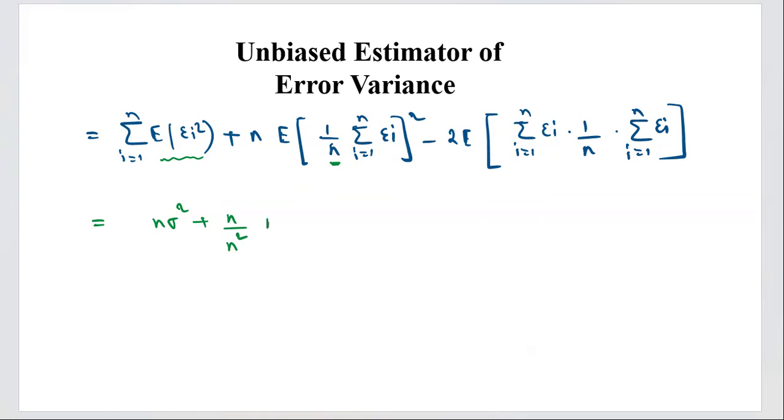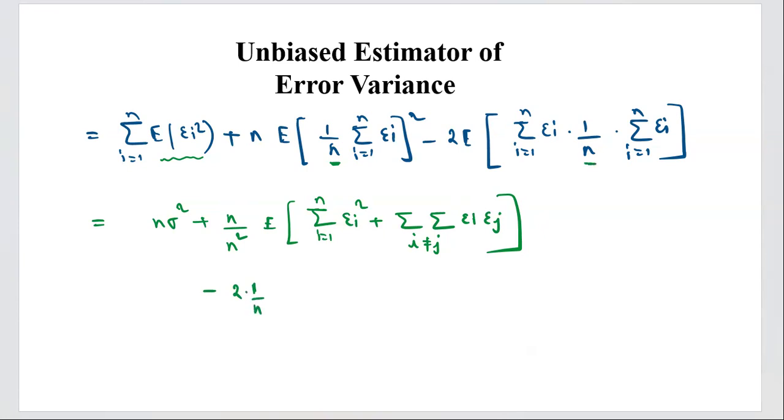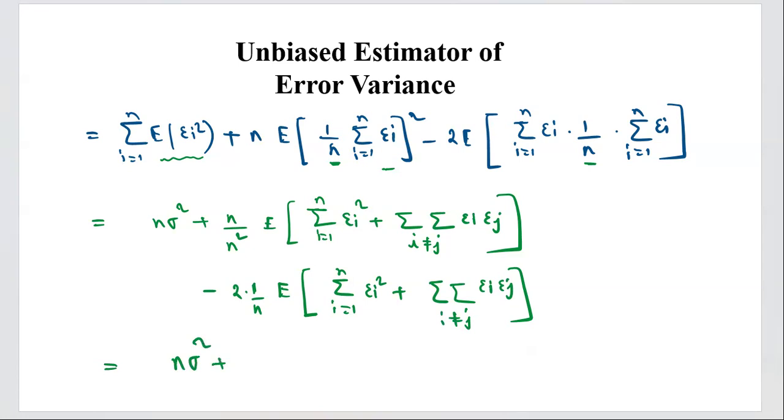Now expectation of summation epsilon i square, how do you break it down? While doing the variance, I have told you how to do this. This will be simply like this: epsilon i square plus double summation i not equal to j epsilon i epsilon j, right? Now minus 2 into this 1 by n, take out this 1 by n here. Now you have expectation, and then summation i from 1 to n. Here it will be again the same thing, summation epsilon i whole square. So it will be again epsilon i square plus double summation i not equal to j epsilon i epsilon j. Right? Okay. n sigma square plus this is 1 by n.